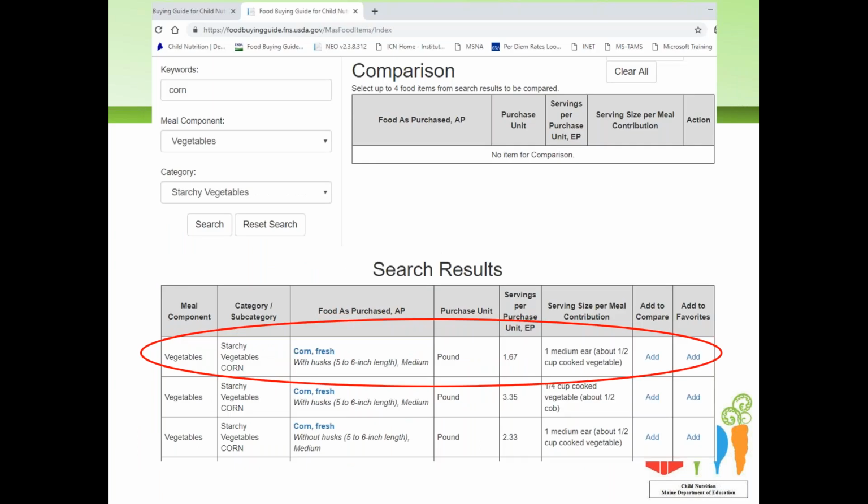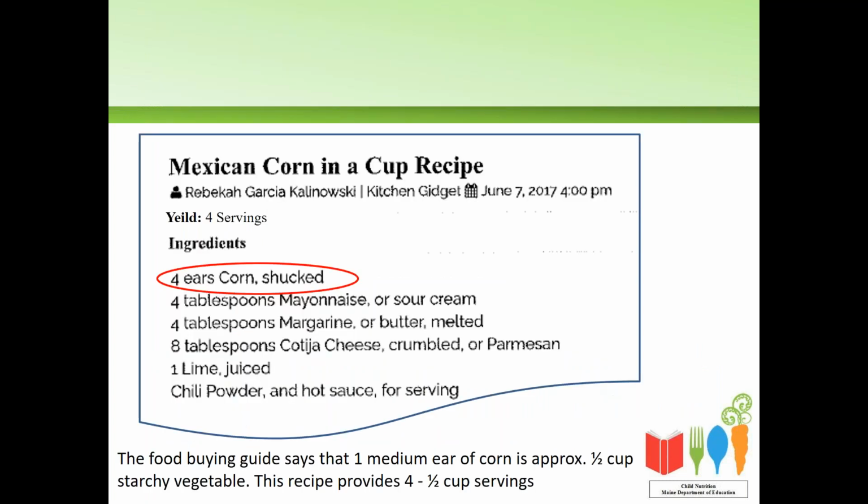One of the best resources that we have is the online food buying guide. This is available online or through a downloadable app on a smartphone. When you go into your food buying guide, you want to look up your corn, for instance. Here, the food buying guide states that 1 medium ear of corn is about a half a cup of cooked vegetable. So now we return to our recipe. It says that the food buying guide stated that 1 ear of corn is approximately half a cup. So this recipe would provide you with 4 half-cup servings.